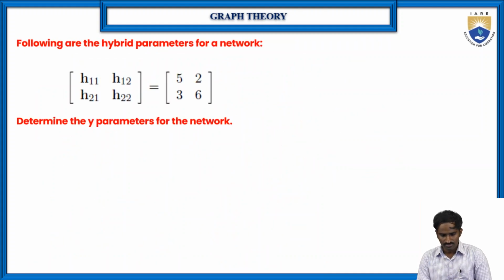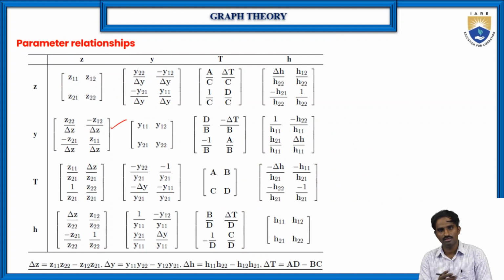Then similarly, let us consider another example. Here they have given the hybrid parameters. From these hybrid parameters, we are going to find the y parameters. Now we need to know the relation between the y and h parameters, which means y parameters in terms of h parameters. Again, let us look at this particular diagram.